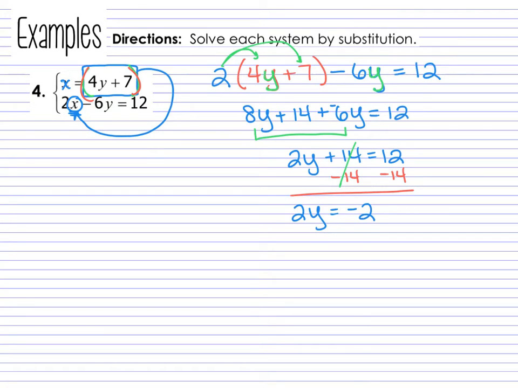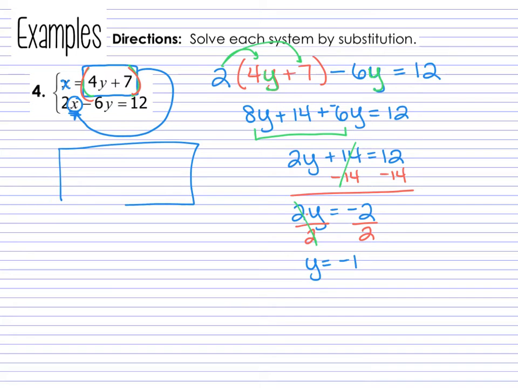Y is almost by itself. We're almost there. We just have to divide by 2 to undo that multiplication. If we do it to one side, we have to do it to both. So on the left, the 2's cancel. 2 divided by 2 is 1. So we have y equals negative 2 divided by 2 is negative 1.